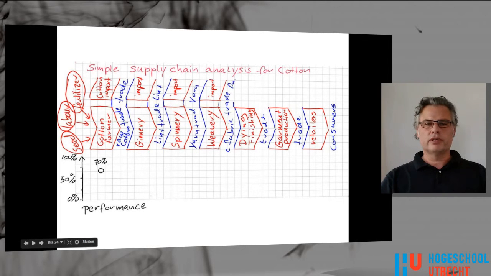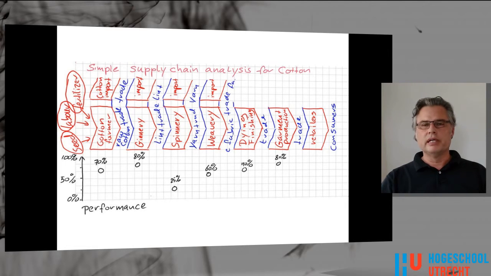Say the cotton farmers could perform at 70% of their required level. Plot that in the graph. Say the ginneries could perform at 80% of the required level. You plot that in the graph as well. Say the spinning mills are actually performing at 25% of the required level because of outdated equipment and poor quality. And say the weaving mills could perform at 60%. Ancient looms still produce high quality product. The dyeing and finishing industry could perform at 70%, and the garment producers could perform at 80% of the required level.